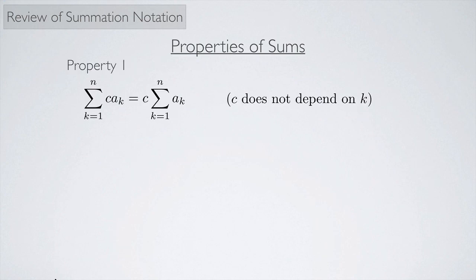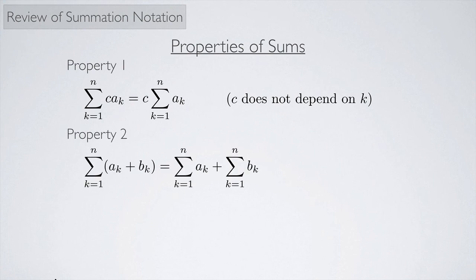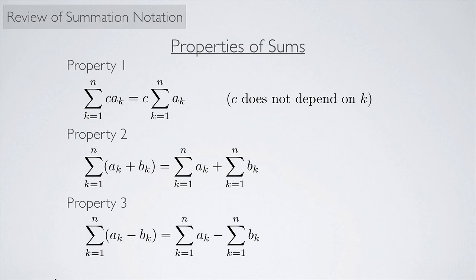Okay, so the properties of sums. Property 1, you can factor out a constant. Property 2, the sum of two terms added together is just the sum of each of the individual terms when you add those together. And same thing with subtraction.